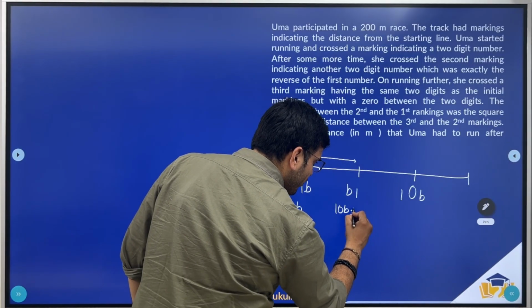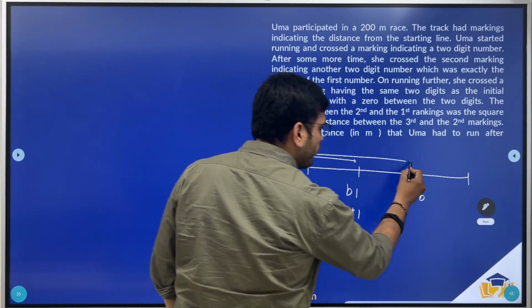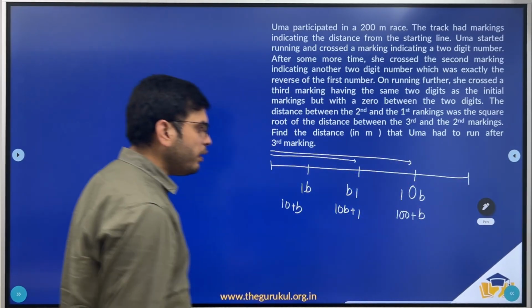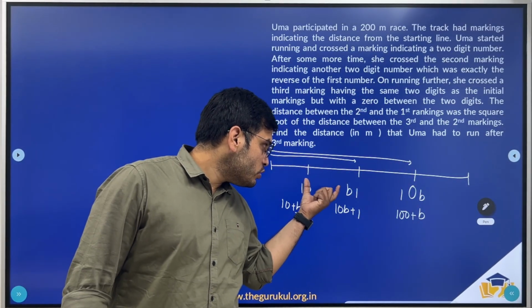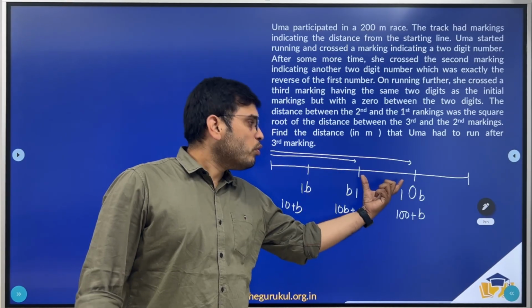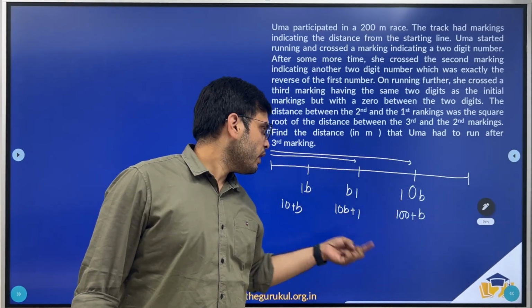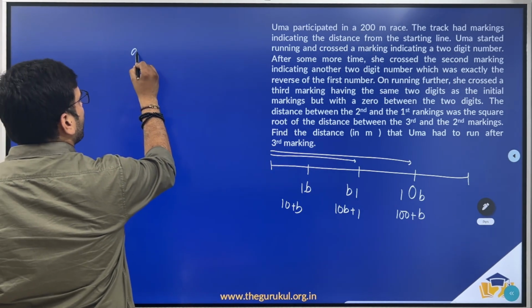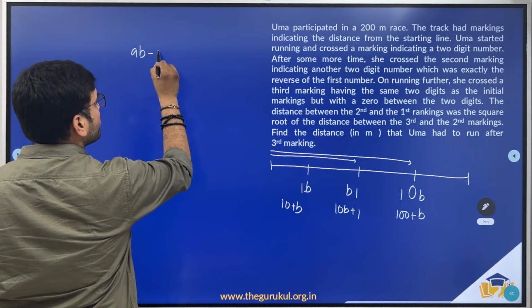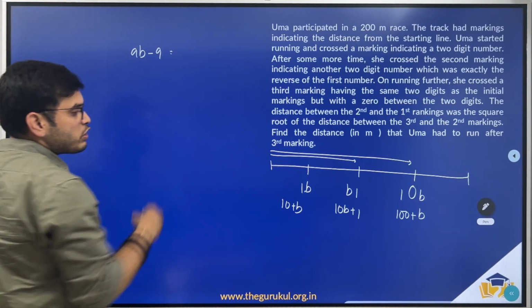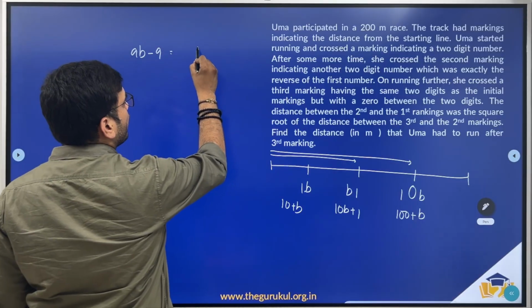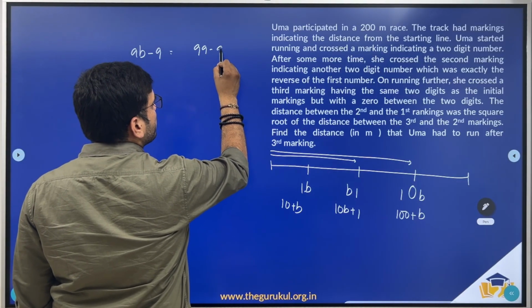10B plus 1. Now what is this distance? 100 plus B. Right. Now the distance between these two is the square root of the distance between these two. Right. Now what is the distance between these two? 10B minus B. 9B minus 9 is the square root of the distance between these two. Right. Which is nothing but 99 minus 9B.